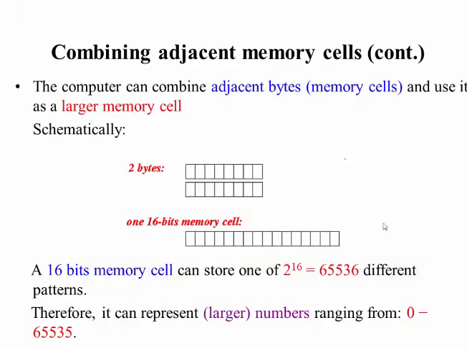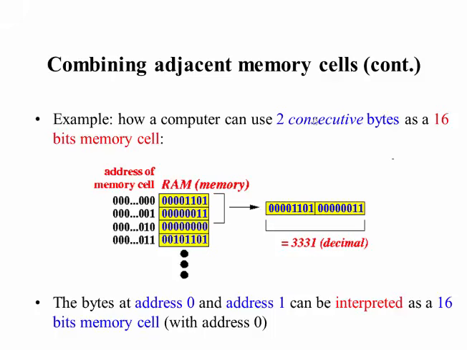Now, the computer can combine adjacent bytes or memory cells and use them as a larger memory cell. Systematically, you get 2 bytes as one 16-bit memory cell. A 16-bit memory cell can store one of 2 to the power of 16, which is 65,536 different patterns. Therefore, it can represent larger numbers ranging from 0 to 65,535.